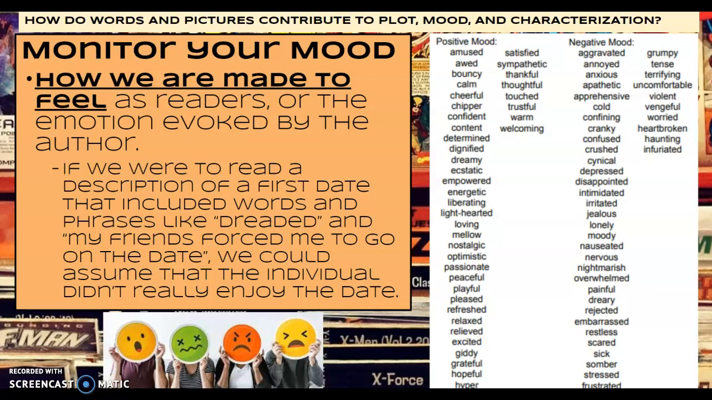So if we were to read a description of a first date that included words and phrases like "dreaded" and "my friends forced me to go on a date," we would assume that individual didn't really enjoy it. So we have to think about those descriptive words because they put that mood in place in the story. You'll see here a list of positive mood words and negative mood words.